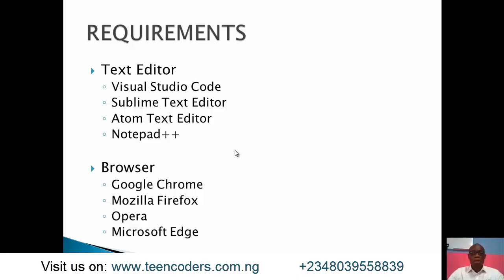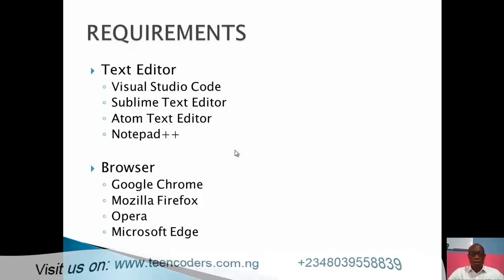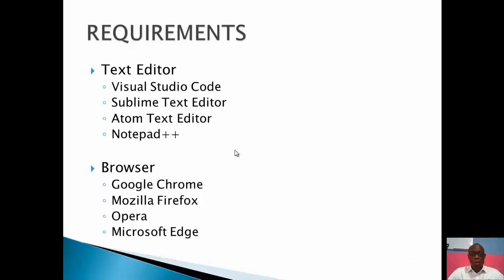There are others that you can check online, some free, some you get to pay for it. For this particular course, I'll be using Visual Studio. One of the reasons why I'll be using Visual Studio is because of the IntelliSense. IntelliSense means there are some suggestions Visual Studio gives you and it makes your coding very easy. For the browser, there are different browsers: Google Chrome, Mozilla Firefox, Opera, and Microsoft Edge.